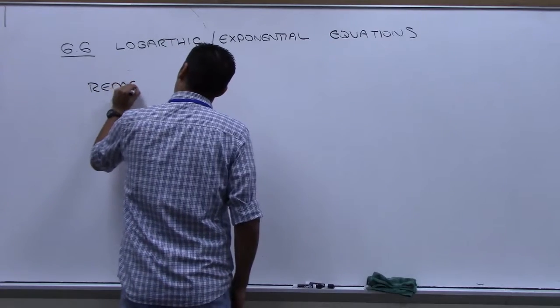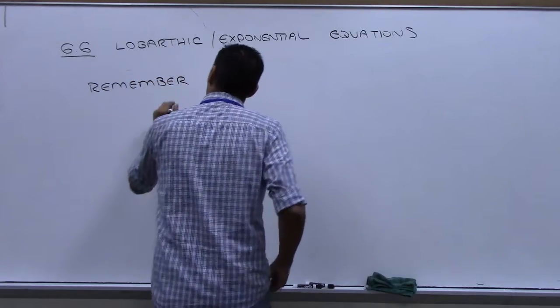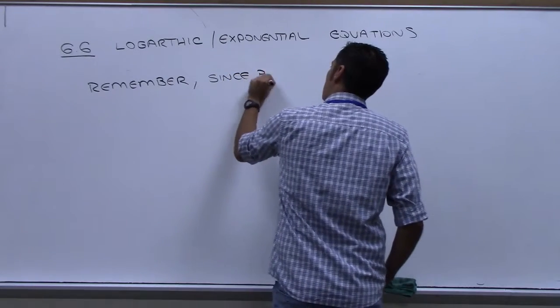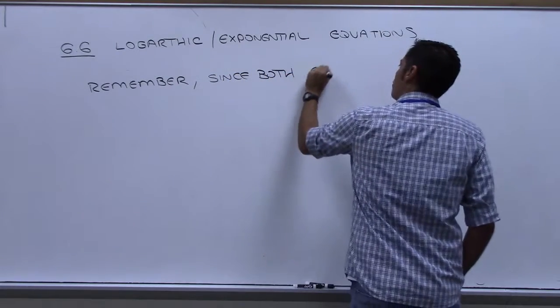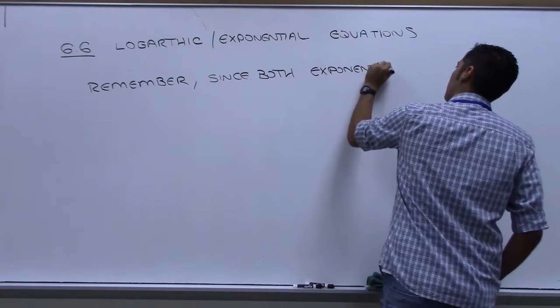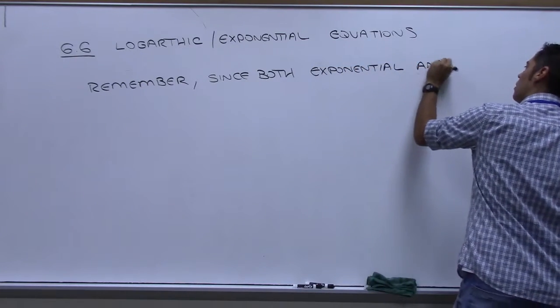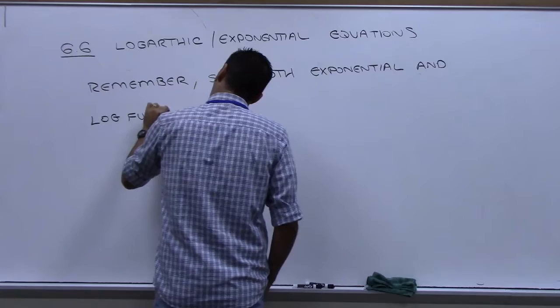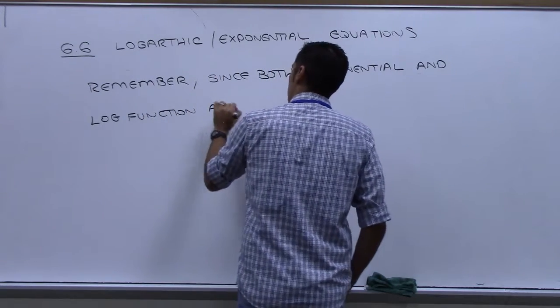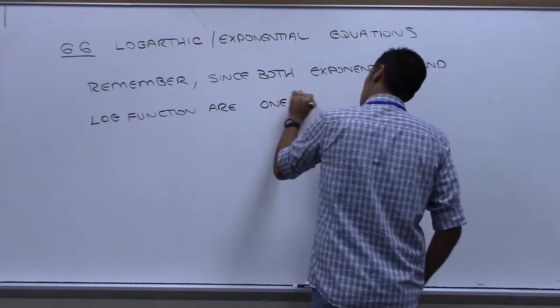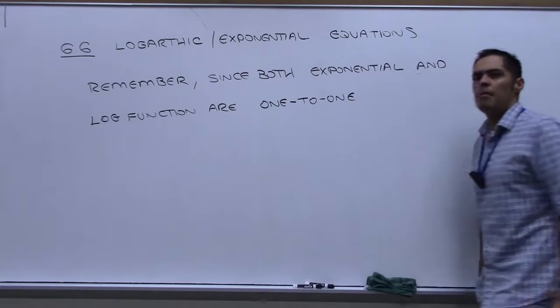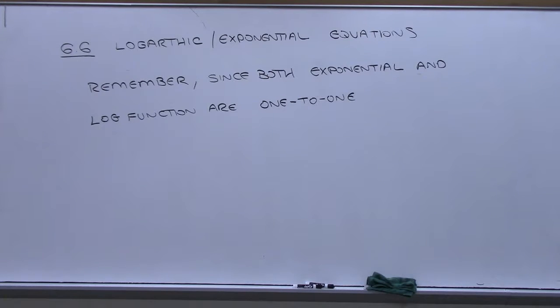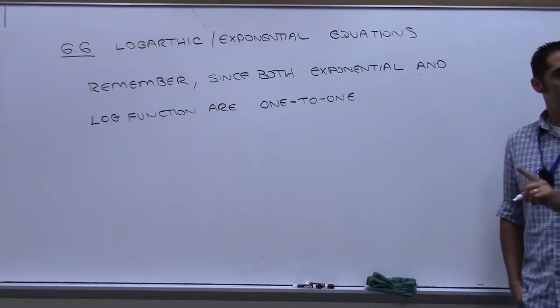Remember, since both exponential and log functions are one-to-one. Remember, they were inverses of each other, right? And in order for a function to have an inverse, it had to be one-to-one. So because of that, we have the following properties.